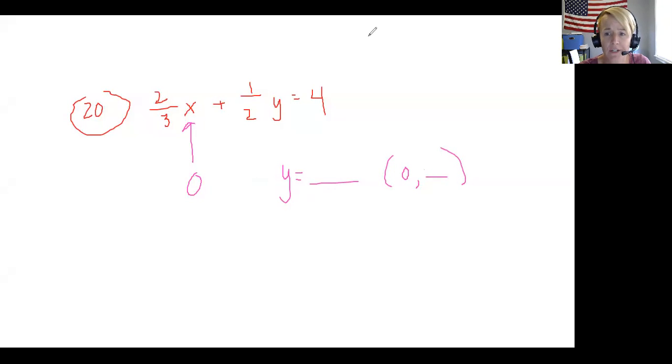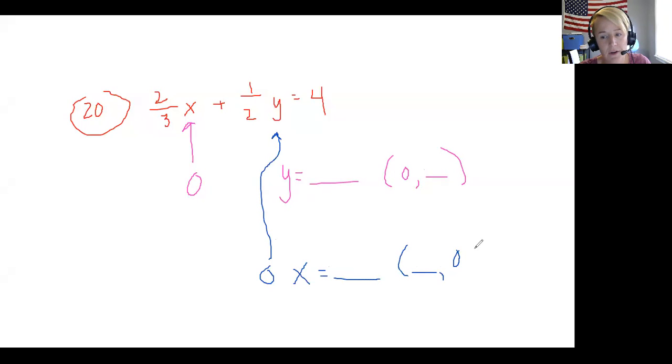Then the next thing that you're going to do is make y equals 0. And you're going to end up with an x equals something. And then it's going to be whatever that something is and 0. You're going to draw a graph, put those points on the line, and then just draw a line to connect them. I'm not going to help you any farther on that one because I want to see if you can remember that one yourself. That's 20 through 23.